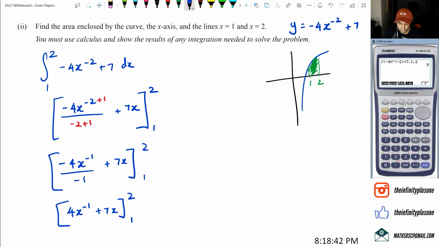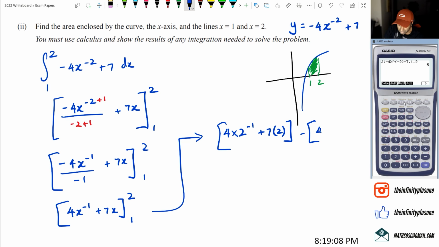answer schedule, right, you could have actually just stopped at the second line because you've integrated it. You've shown that it's between 2 and 1, and you could actually go equals to 5. But I always play the safety one. The safety one is like getting up to this line here. So I'm actually going to write this as 4 times 2 to the power of negative 1 plus 7 times 2 minus 4 times 1 to the power of negative 1 plus 7 times 2.